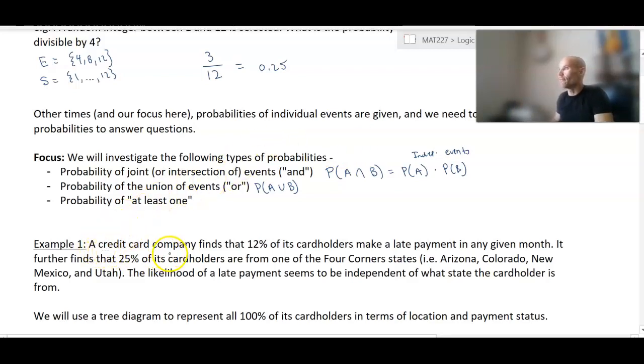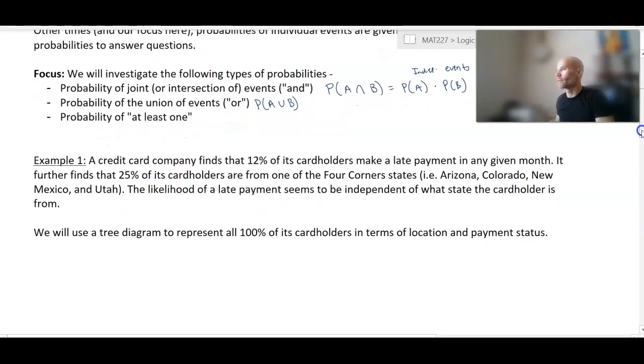Okay, let's take a look at an example. A credit card company finds that 12% of its cardholders make a late payment in any given month. It further finds that 25% of its cardholders are from one of the 4 corner states, so Arizona, Colorado, New Mexico, and Utah. The likelihood of a late payment seems to be independent. Okay, there it is. So whether or not somebody makes a late payment probably is independent of what state they're from. And that will allow us to multiply probabilities if we want to know joint probabilities.